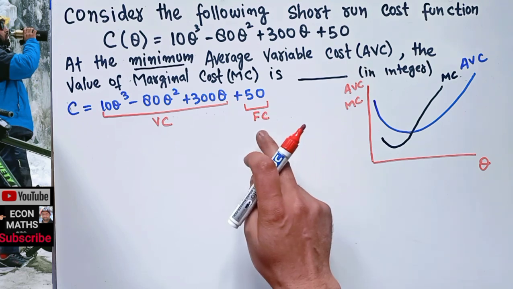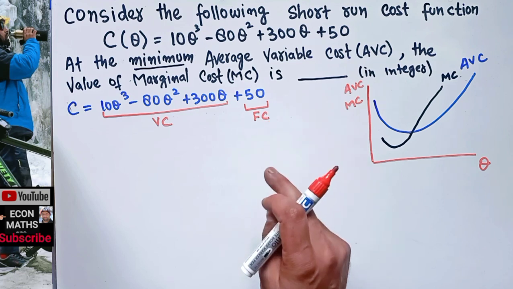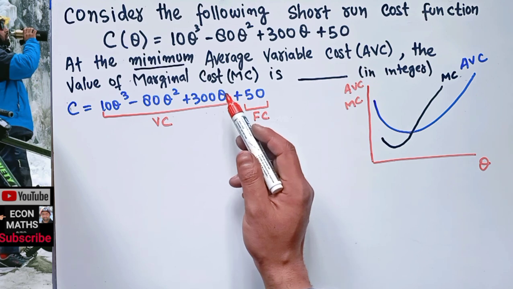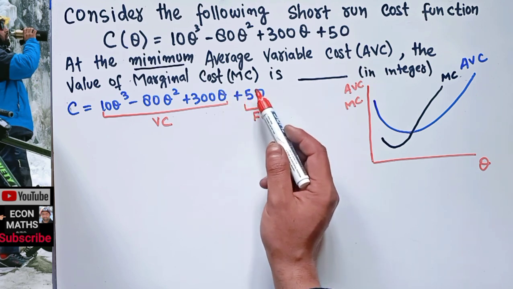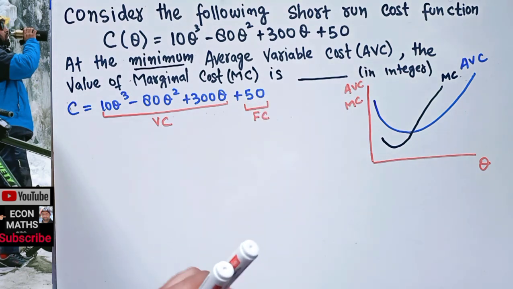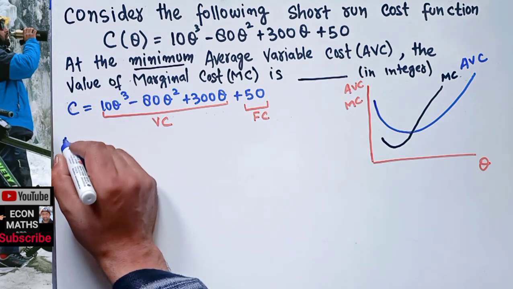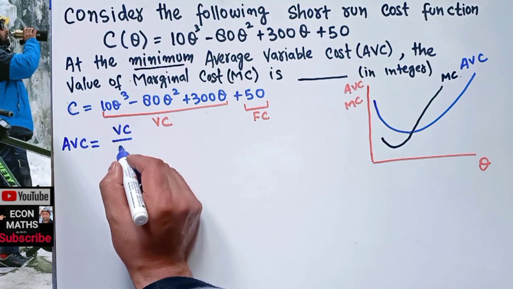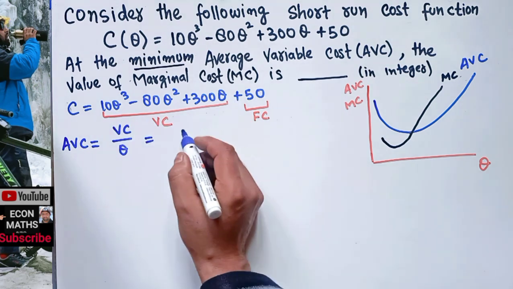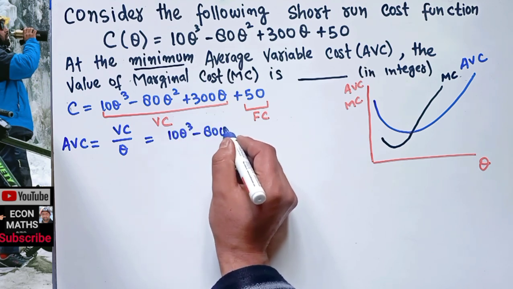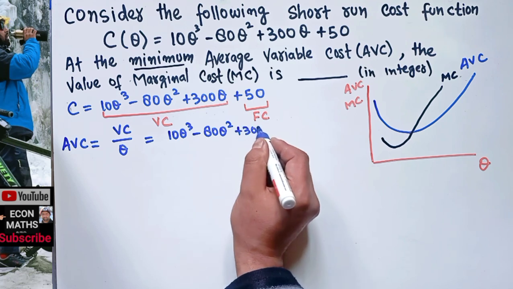This $50 of fixed cost has to be incurred by the firm whether production is 0, 10 or 100. This is a fixed cost. It does not depend upon the level of output. Since no q is involved in this 50, our average variable cost will be equal to variable cost divided by output. Variable cost is this function, that is 10q cube minus 80q square plus 300q.